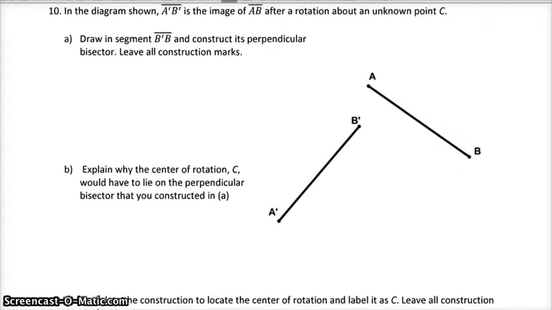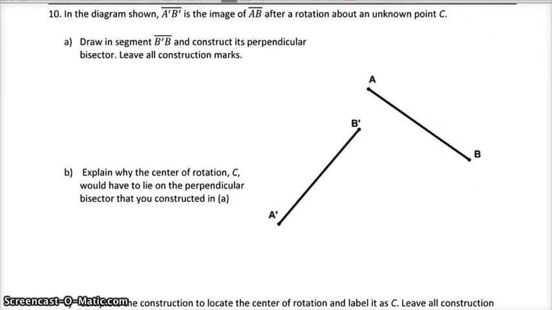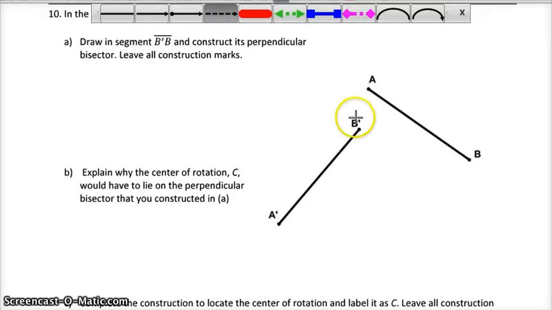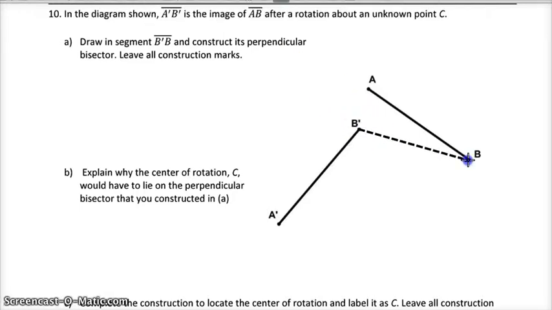One more construction to look at is in here, we're looking at A prime and B prime, the image of AB after a rotation about some unknown point C. Draw in a segment B prime to B, excuse me. I'm going to use the dashed line again just to avoid confusion with the line segments. If you draw a straight line, that's totally fine. Now I want to construct its perpendicular bisector.